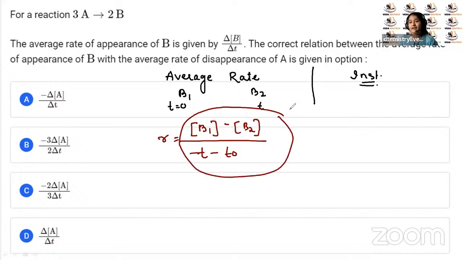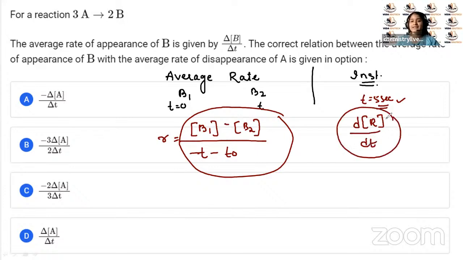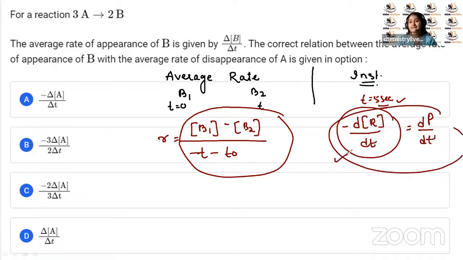But if I want to find out that at instant t, suppose t is equal to 5 seconds, at t equal to 5 seconds, what is the rate of reaction? Then we use instantaneous rate of reaction, that is denoted by dR by dt. For reactant you write minus, and for product you write it this way. Clear, children? Okay, so this is how your rate of reaction is mentioned in terms of your reactants and products.